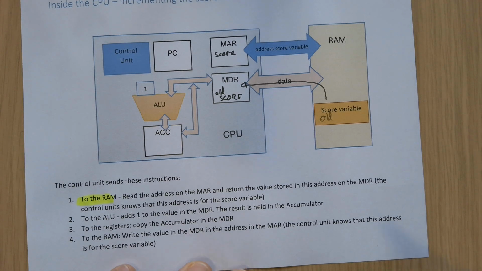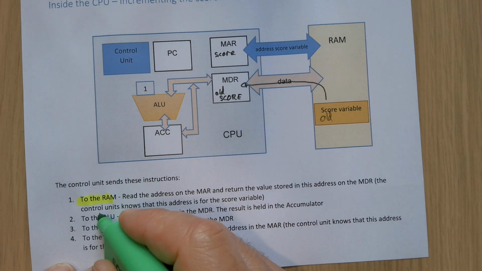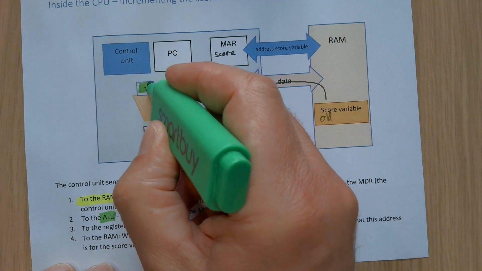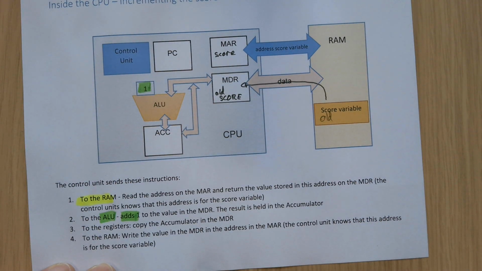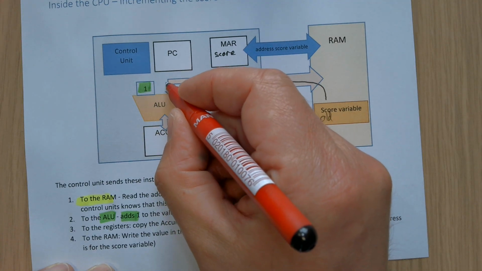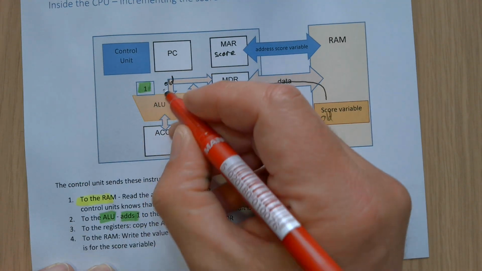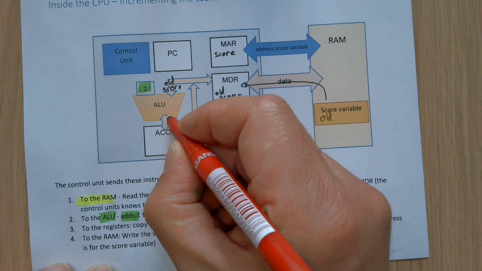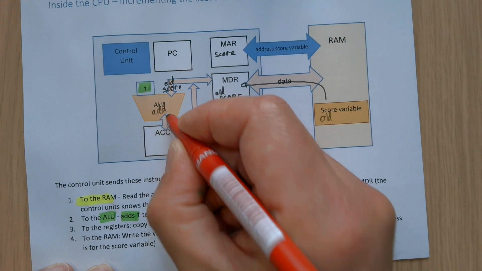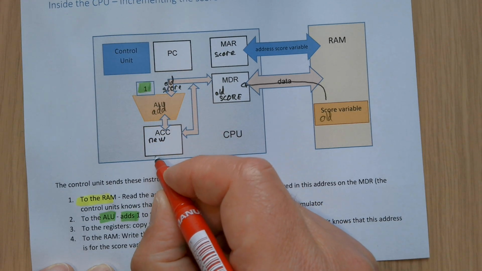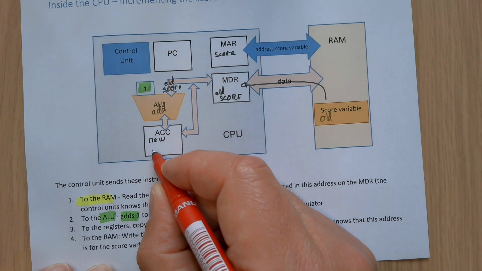The next operation, we're going to have the ALU add 1. So we've got just 1 as one of the inputs of the ALU, and the second input is going to be our old score, which is in the MDR. The ALU does add, and the result, which is the new score, is now in the accumulator register.